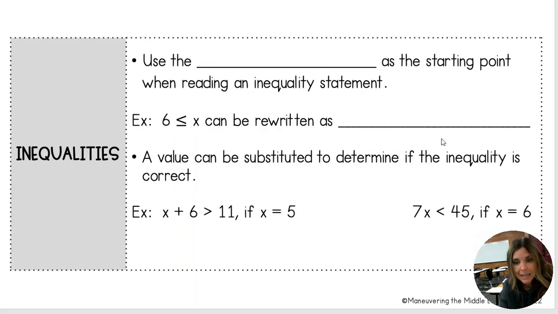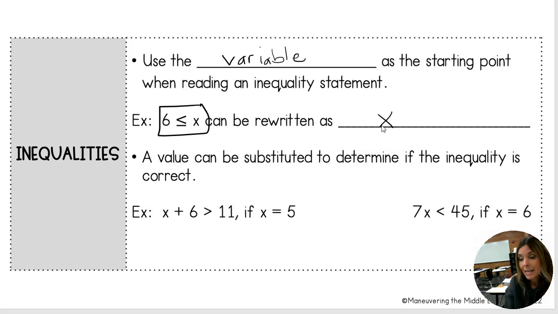Okay. Another thing we need to talk about when we are working with inequalities is you're always going to use the variable as the starting point when reading an inequality statement. So when you solve an inequality and you end up with something like this, you want to rewrite it so that your variable is written first. Now be very careful when you rewrite this, because this has to match what this says. This says that the x is greater than or equal to 6. So when you rewrite that, you have to make sure that the x is on the greater than or equal to side.